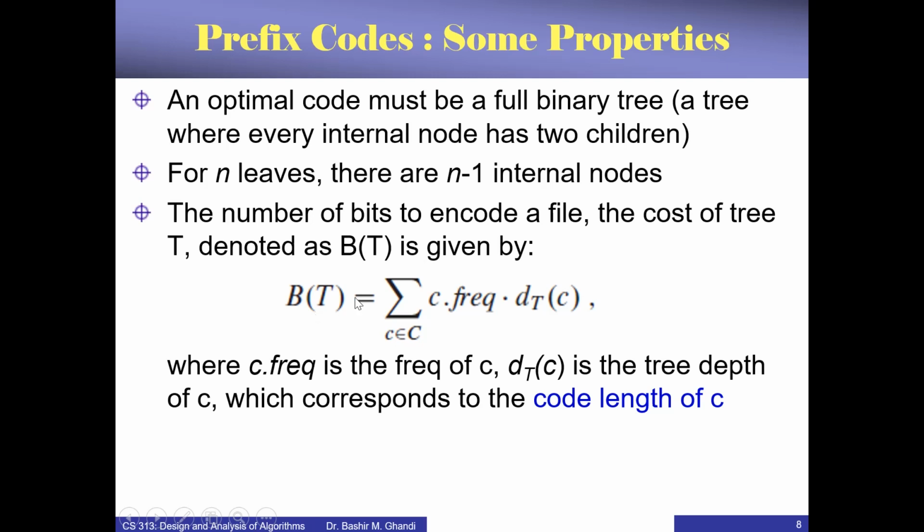So the cost of the tree T, representing your full binary tree, will be represented as the summation of the frequency of each character times its depth in the tree. This d_T(c) means the depth of character c in the tree T. So if you add these products for all characters in the tree, you will have what is called the cost of your tree. Here, c.freq is the frequency of character c, and d_T(c) is the depth of the character c in the tree T. How deep is it? You will see that this depth actually corresponds to the code length of the character c.